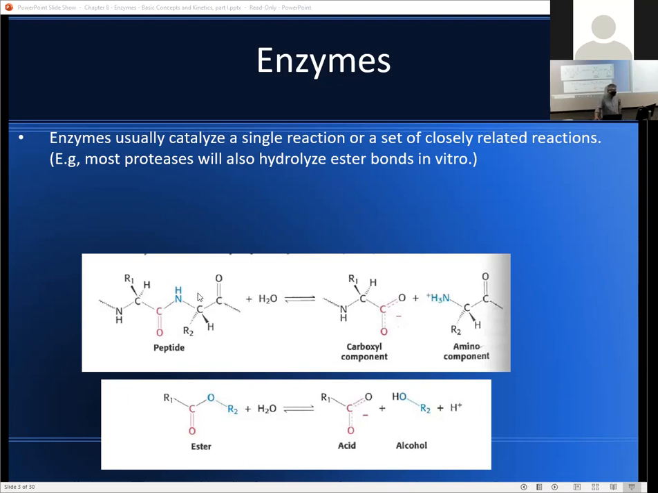Ester bond, so look at the similarities between ester bonds and peptide bonds. Here is the peptide bond. Here is an ester bond. Most proteases will also hydrolyze ester bonds, being closely related and very similar to a peptide bond. But again, these reactions have to be very closely related because enzymes are very specific for their substrates.